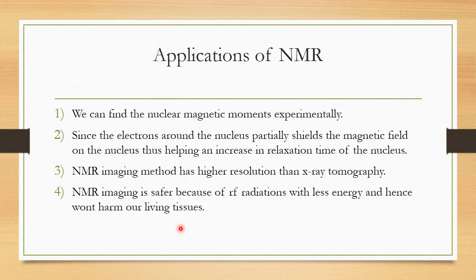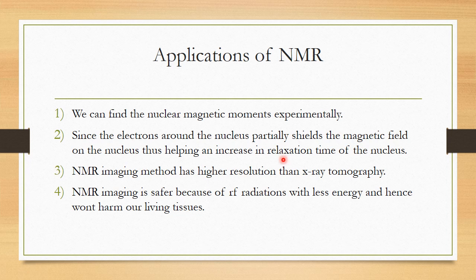Now what are the applications of NMR? First, we can find the nuclear magnetic moments experimentally by using this technique of resonance. One of the methods is that we apply an RF frequency supplied at a fixed frequency by a coil around the sample, and B is varied.